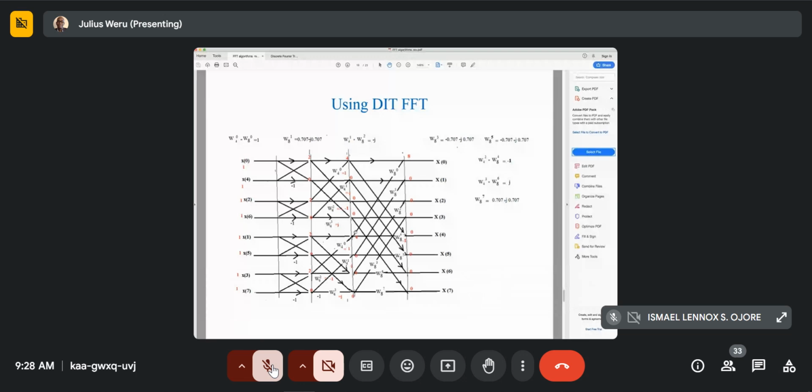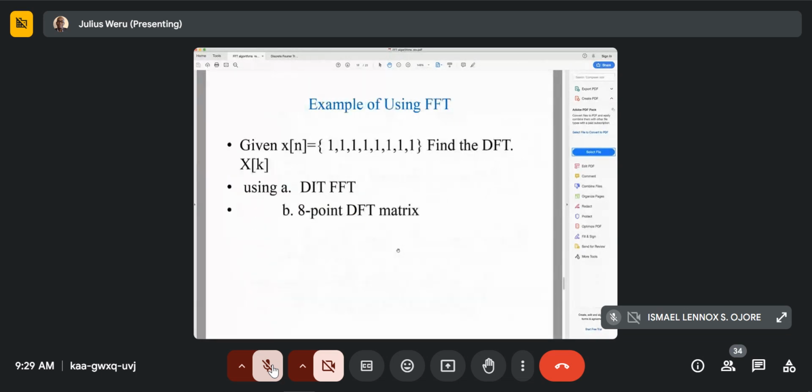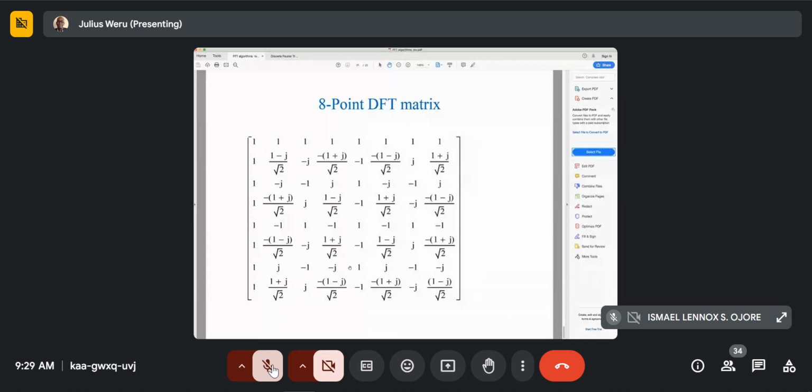So the DFT of that is simply 8, and all zeros. You can try to do that. You can see how simple it is using the algorithm. Yeah. Now try to do that with the 8-point DFT matrix. It's going to be a lot of work.